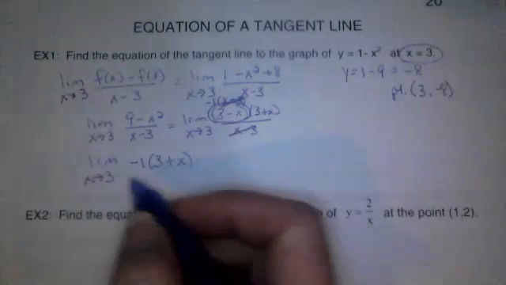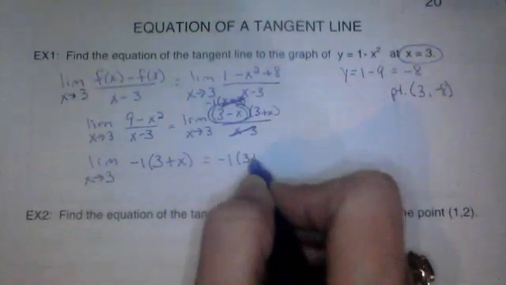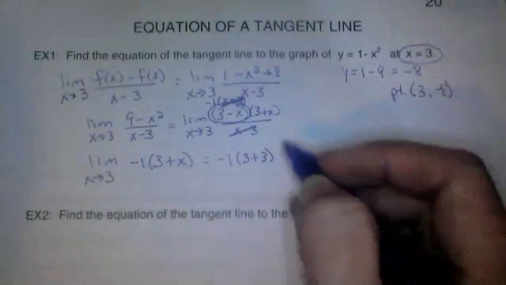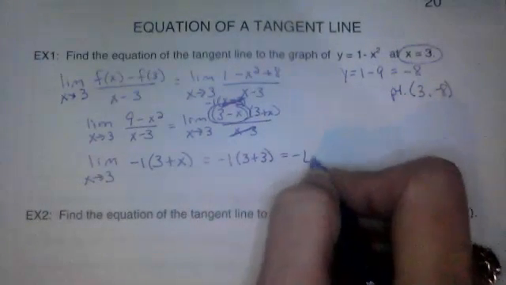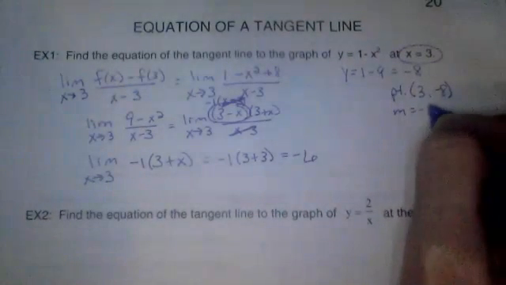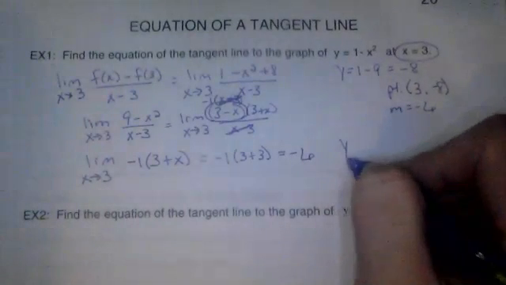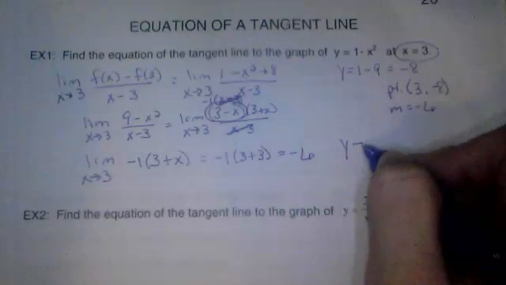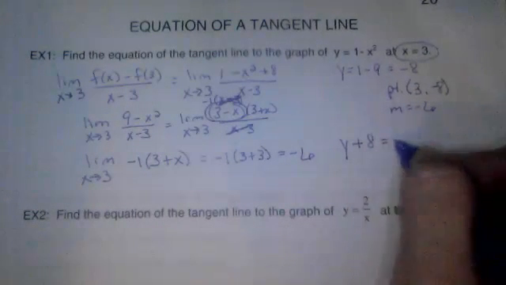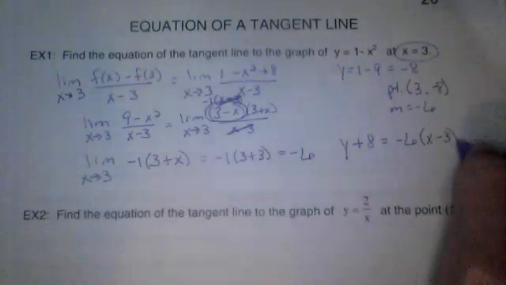All right, and so now I'm going to plug in my 3. So I have -1 times 3 plus 3, or -1 times 6 is -6. And so that would be my slope. And now I can write my equation. I have y minus the y coordinate, so y minus -8 or y plus 8 equals m, our slope, times x minus 3.